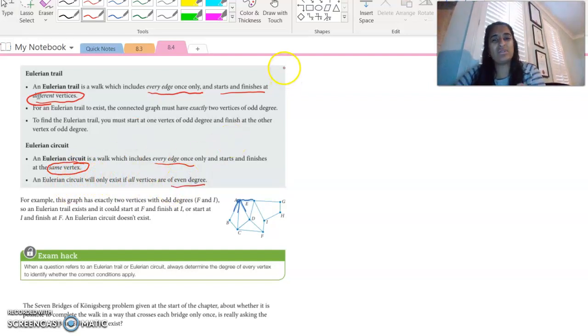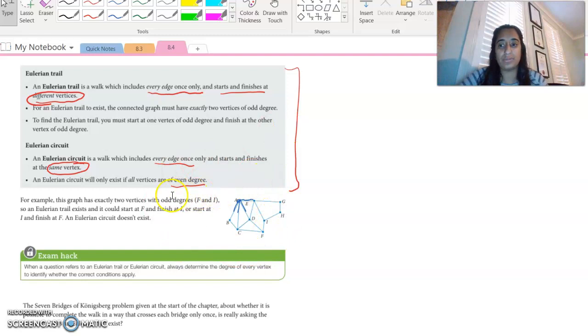Okay, so this is sort of like your formula for how you know if these things are going to exist or not, if you're able to draw them. If we look here, an example of this network has exactly 2 vertices with odd degrees. So F has 1, 2, 3, and I also has 1, 2, 3 as its degree. So most likely, if we're creating these, we're going to be starting off at F and finishing at I. For a trail and a circuit, it might be slightly different. In this case, because we do have odd degree vertices, an Eulerian circuit is actually not going to exist.